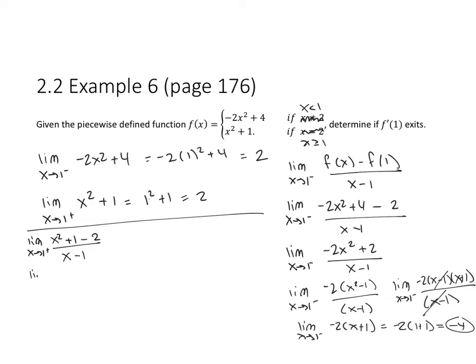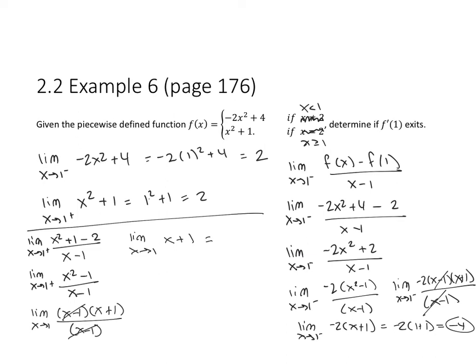So I have the limit as x goes to 1 from the right of x squared minus 1 over x minus 1, or the limit as x goes to 1 of x minus 1 times x plus 1, all over x minus 1. My x minus 1's cancel, and I get the limit as x goes to 1 of x plus 1. Now my derivative from the right is going to be 1 plus 1, or 2. And since 2 does not equal negative 4, f prime of x does not exist.